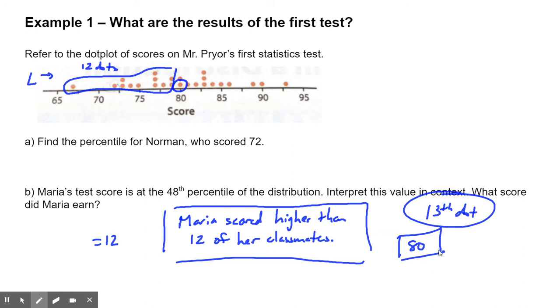All right. So there's your discussion on percentiles.